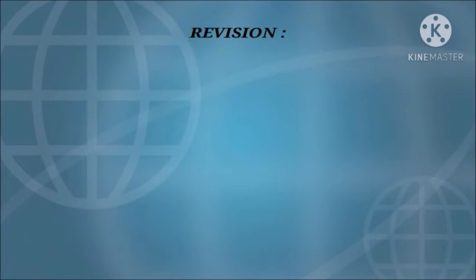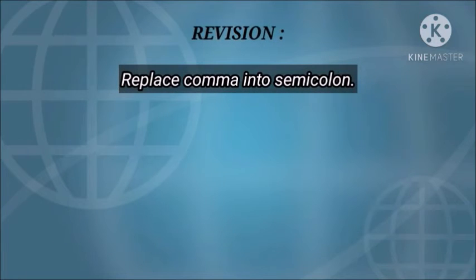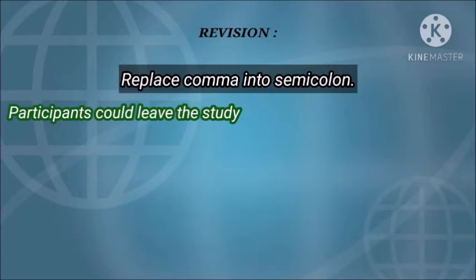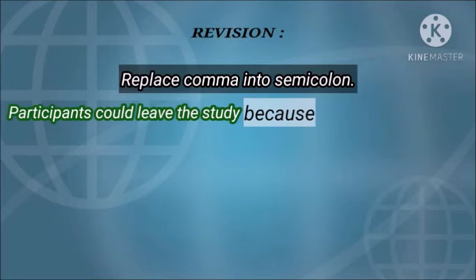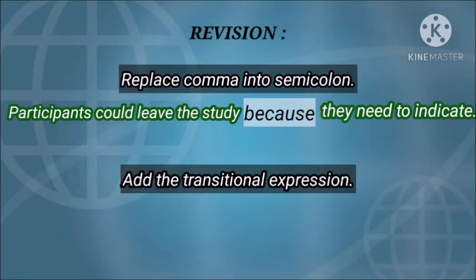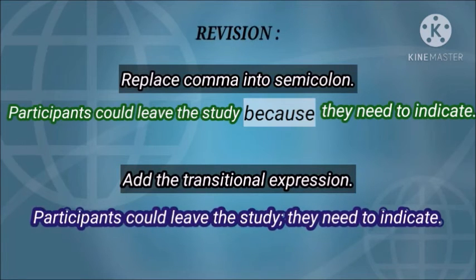To fix this type of comma splice, we can also use a semicolon before the transitional expression and add a comma after it. See more examples of this on the slide. However, we can also replace the comma with a semicolon. As we know, in punctuation, a comma can be used as a replacement for the conjunction function.